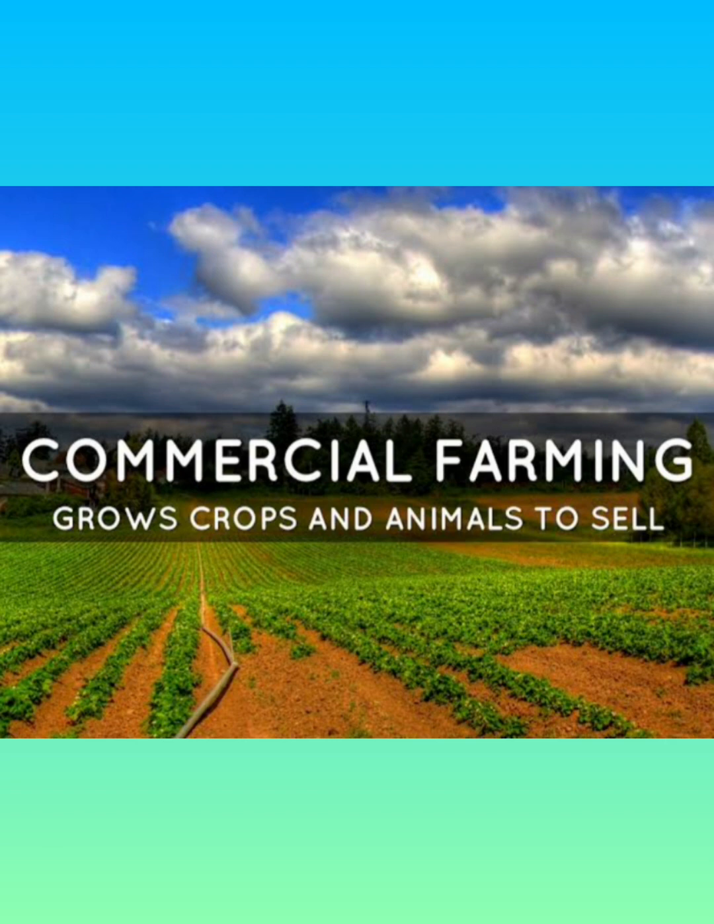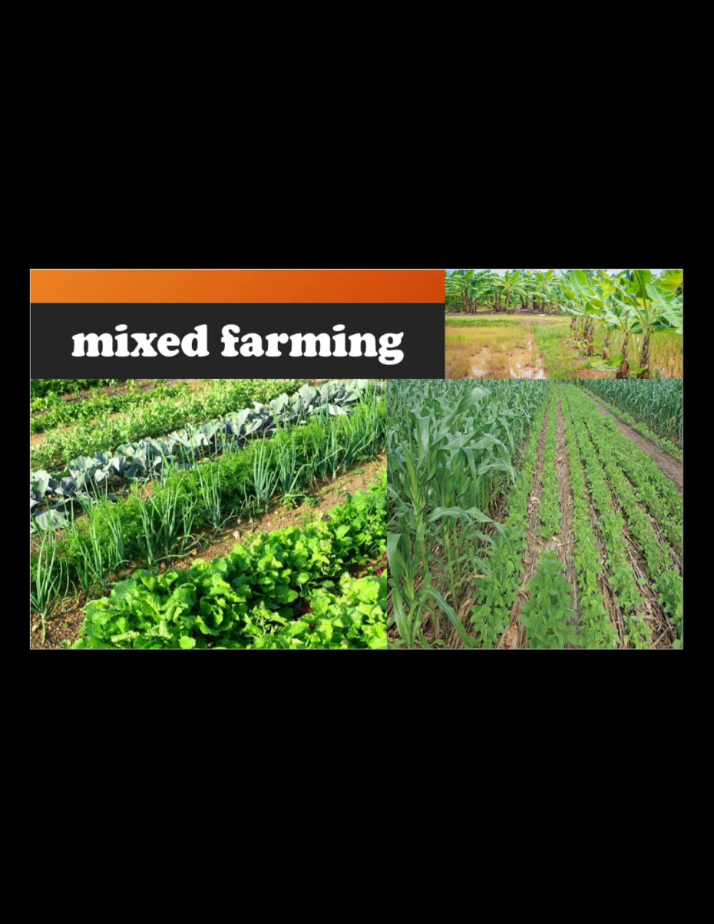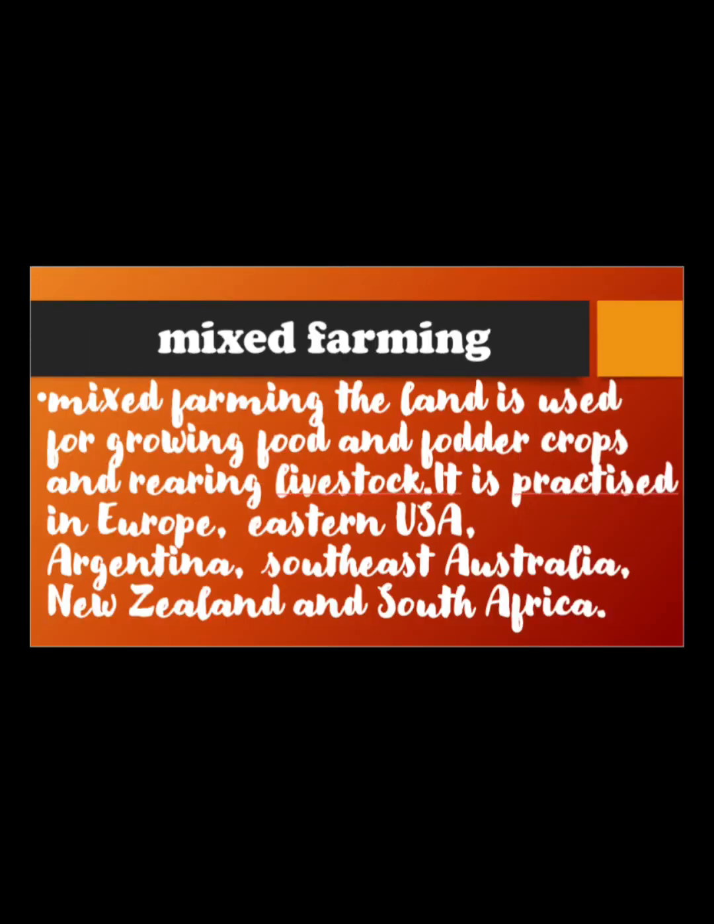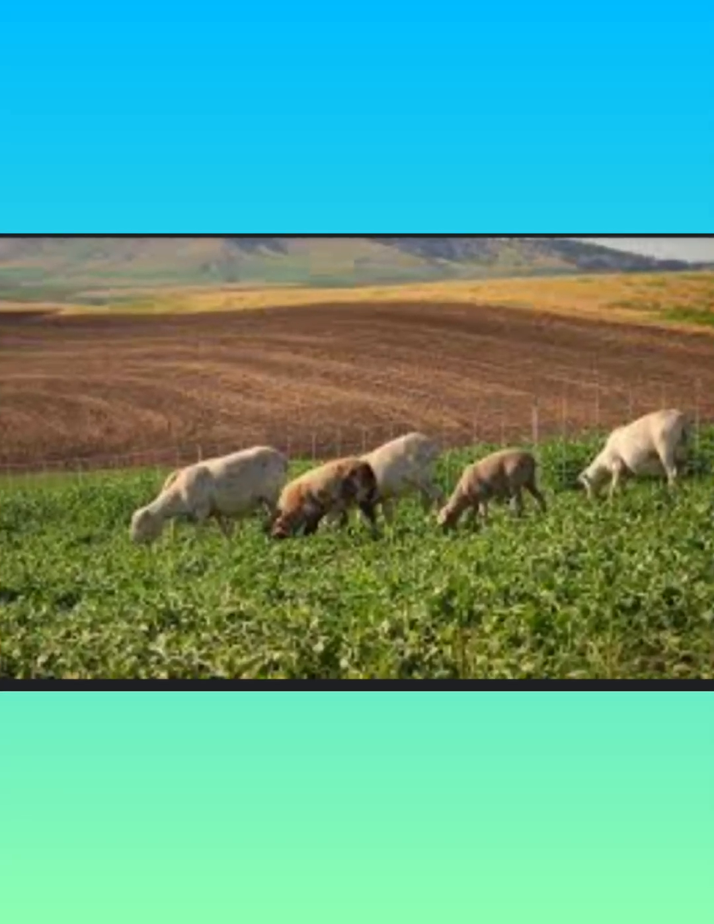Mixed farming. In this farming, the land is used for growing food and fodder crops and rearing livestock. It is practiced in Europe, Eastern USA, Argentina, Southeast Australia, New Zealand, and South Africa.